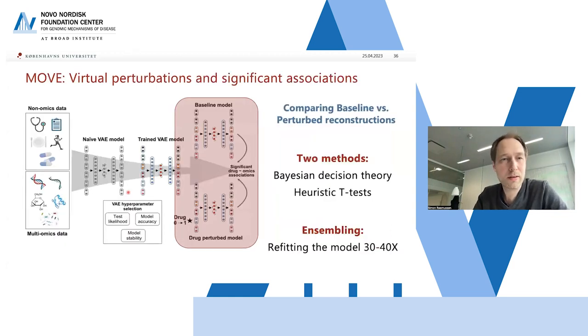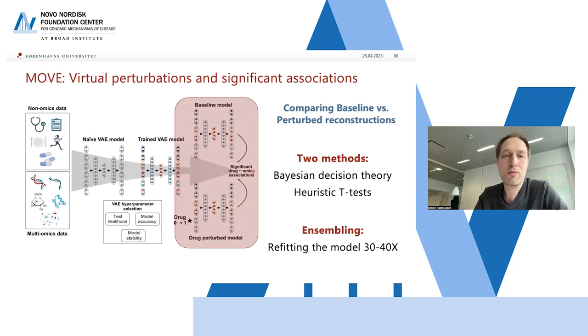And I think this was really quite fun and very interesting. So what we end up doing to be able to do this is that when we have our trained model here, we pass the original data through, so we generate a baseline reconstruction, and we pass the perturbed data through, so we generate these perturbed reconstructions.